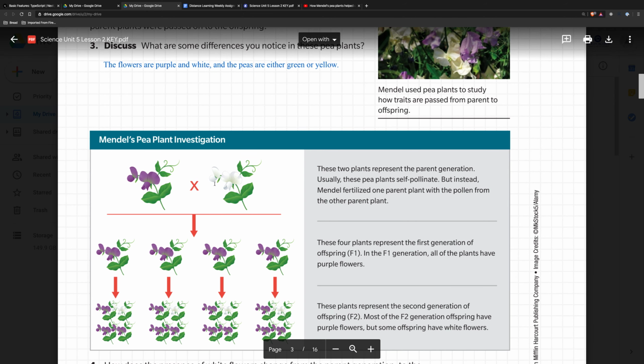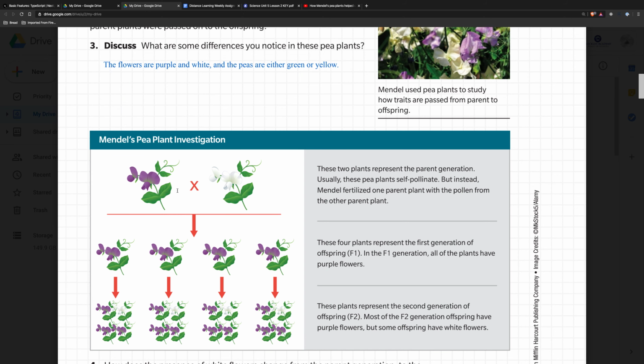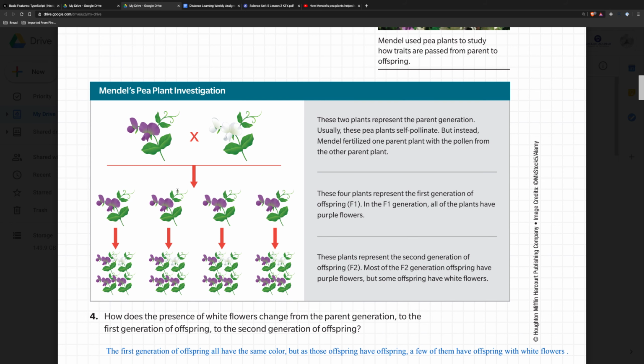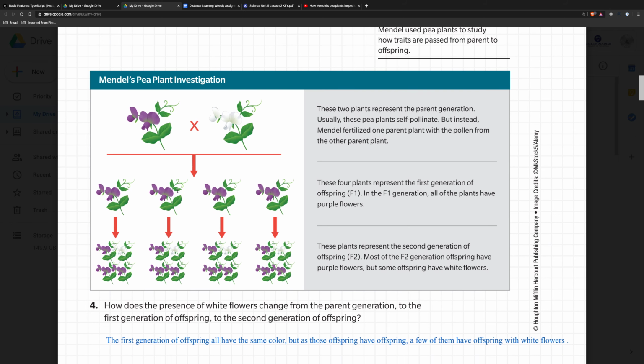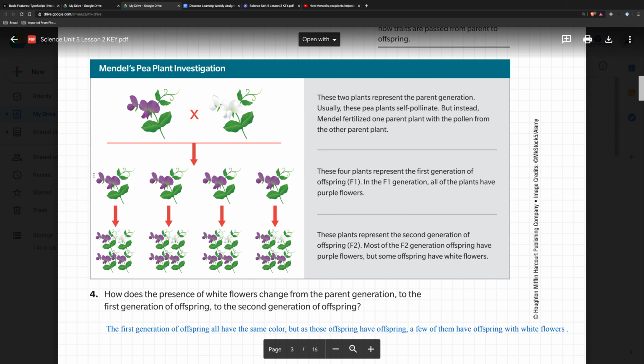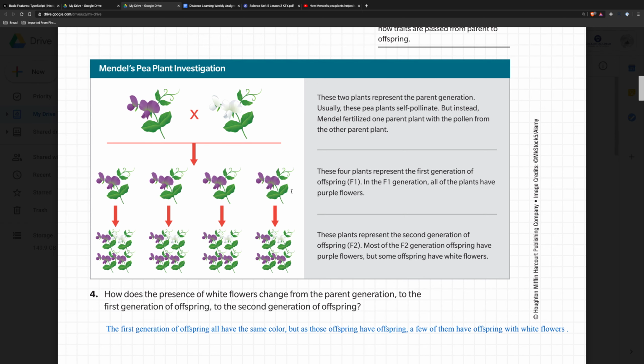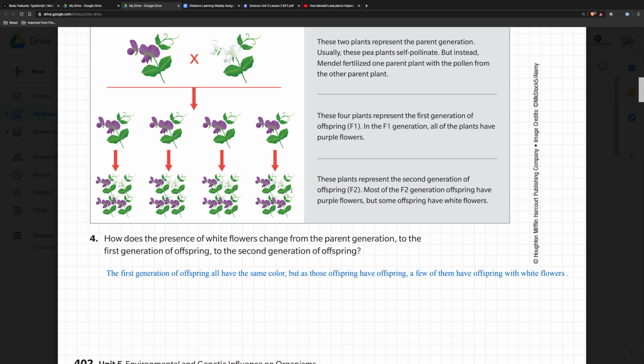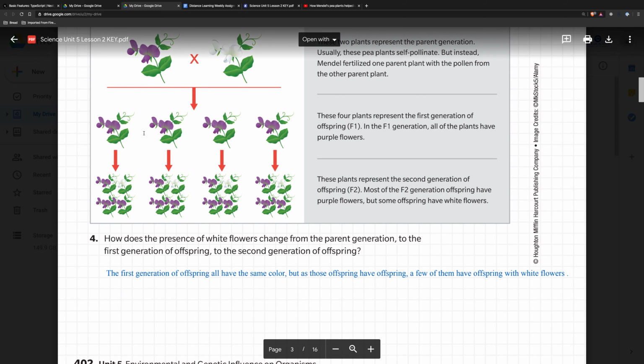So he would cross-pollinate these two plants, which wouldn't normally be happening unless they were close to one another. And what he found was the plants that came from that, the next generation of plants, were all purple. All right. And then he did the same thing with these plants.